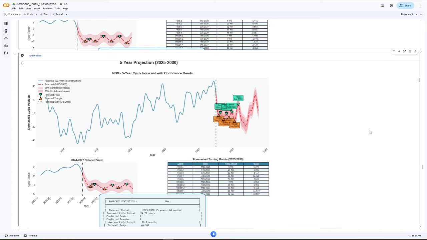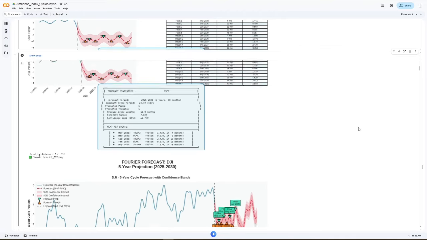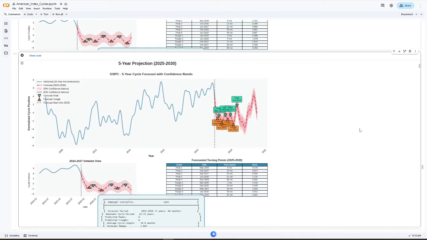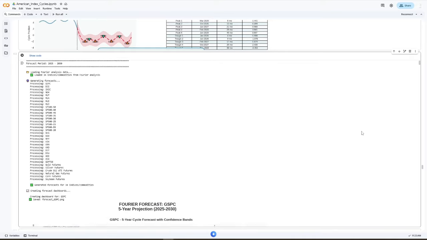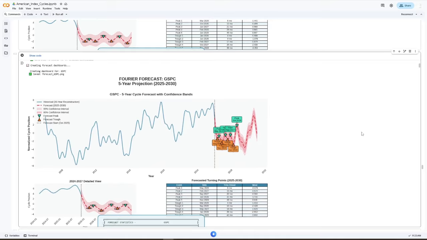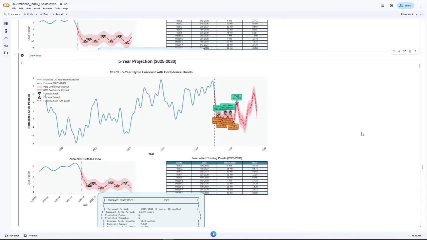Also, the NASDAQ 100, same cyclicality, we expect a trough in March 2026. So it's reasonable to expect in the next couple of months a market drawdown, which is perfectly cyclical with what happens between Q4 and Q1.